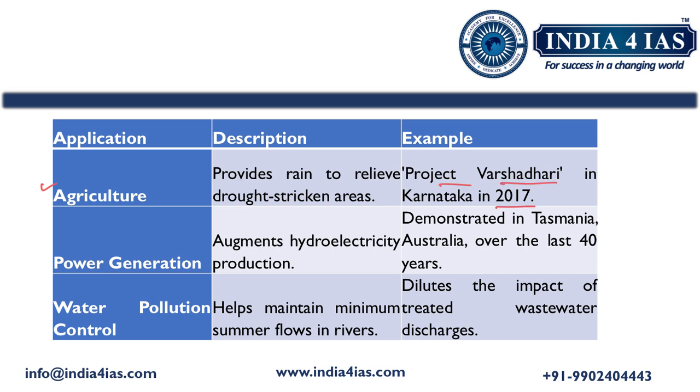It is in the year 2017. So in the year 2017, Karnataka government undertook a project called Varshadri. Because of this project and the cloud seeding, it provided rainfall to the drought-stricken areas in Karnataka. So this cloud seeding enhanced the rainfall in the region and it contributed to the agricultural production.